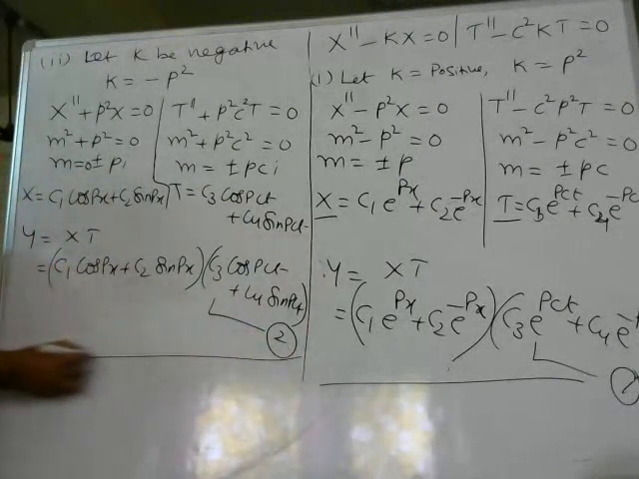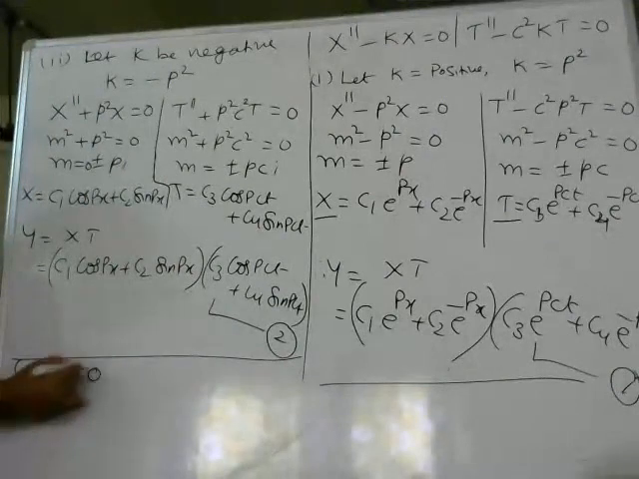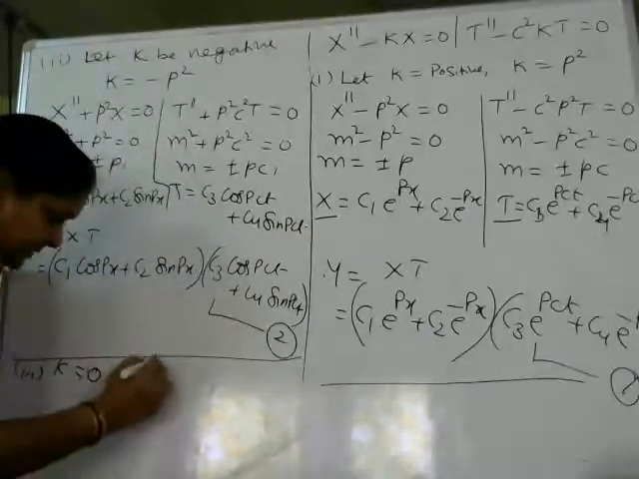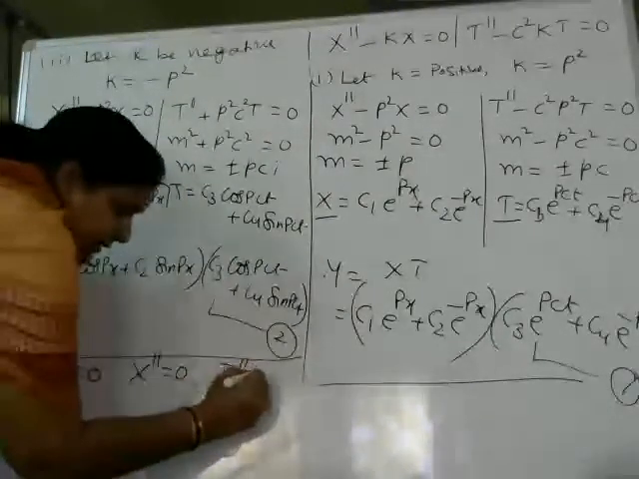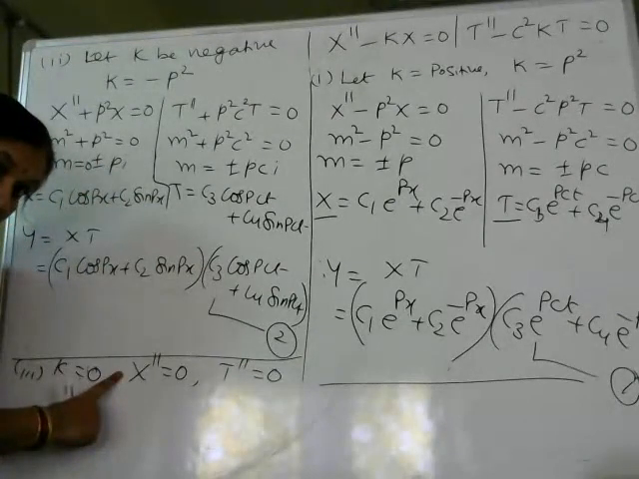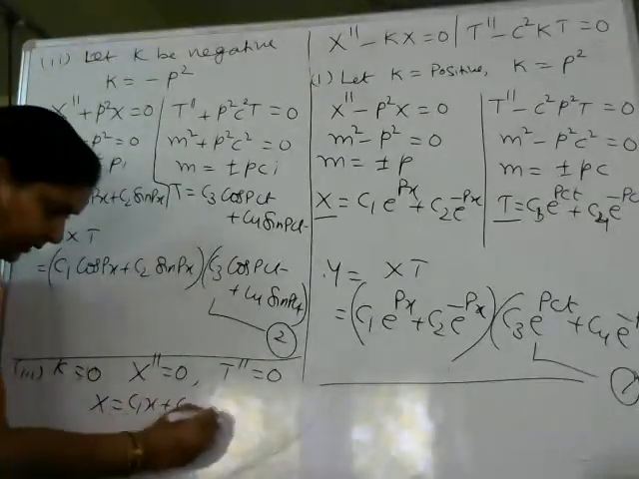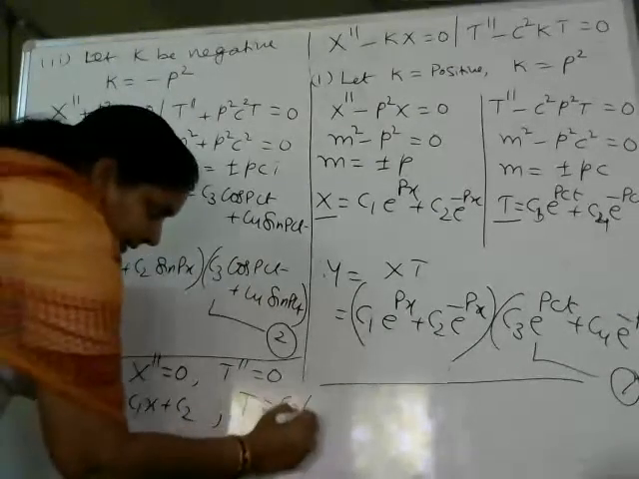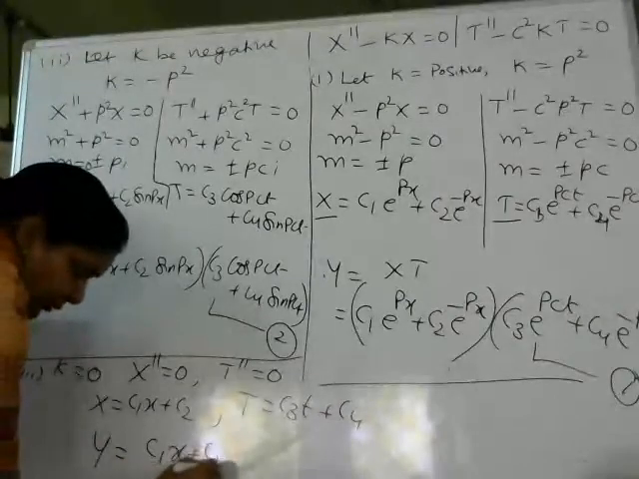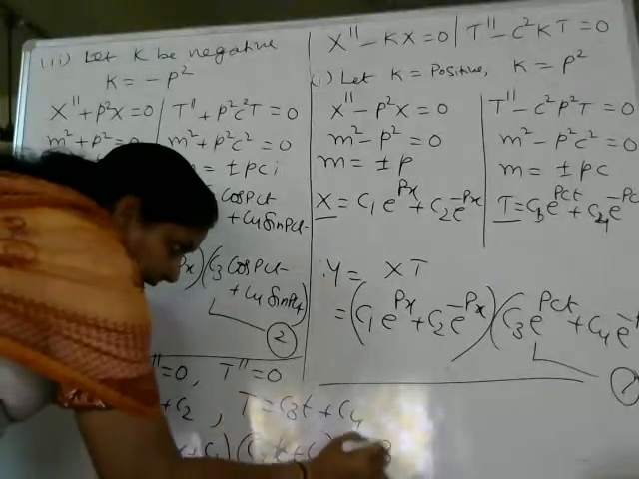Now, what will be the third condition? We have k positive, we have k negative, and the third condition is k may be 0. So, if k is equal to 0, how does the equation reduce now? The equation becomes x double dash equal to 0 and T double dash equal to 0. X double dash equal to 0, if you integrate once, we get x dash is equal to c1. If you integrate one more time, x is equal to c1x plus c2. Similarly, capital T is equal to c3t plus c4. So, the complete y is equal to (c1x plus c2) into (c3t plus c4). Let this be the third equation.